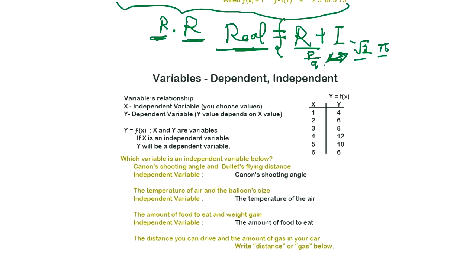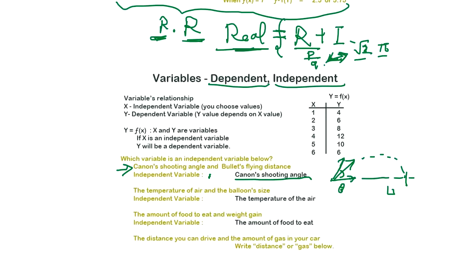Okay, and now I have already explained what a dependent and independent variable is. You know by now, right? So when you choose x to be independent or y to be independent, it depends. For example, cannon shooting angle and the bullet flying distance. The independent variable is the cannon shooting angle, right? Either you shoot this way, or this way. This is independent. You can control it. You specify this angle, then you can calculate how far it reaches. So in this relationship, this is independent and this becomes dependent.